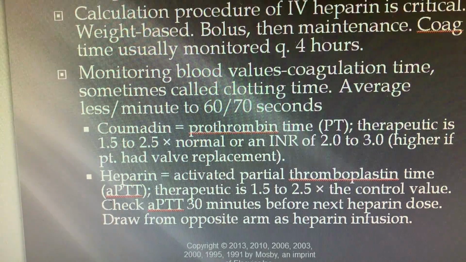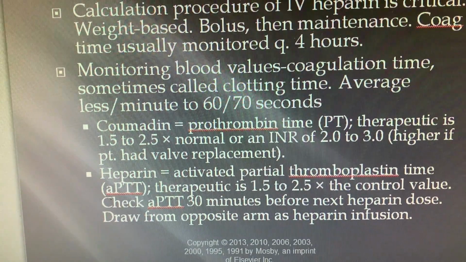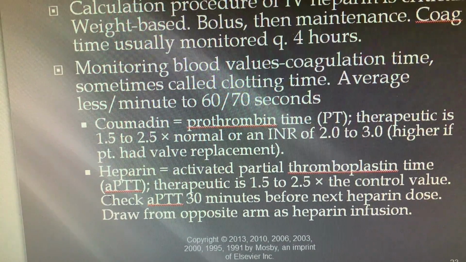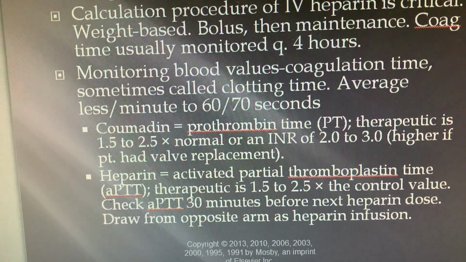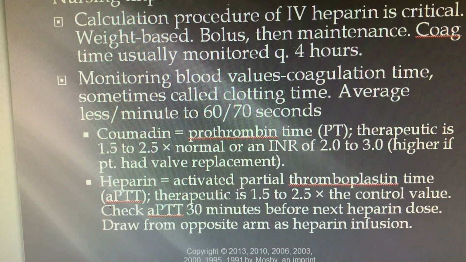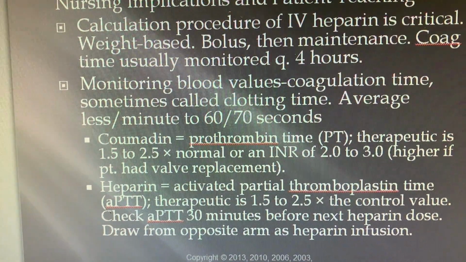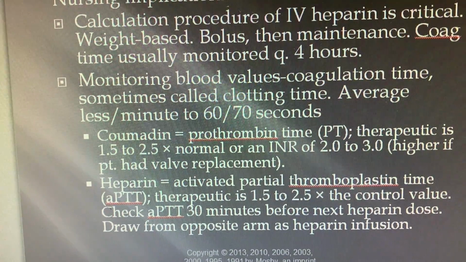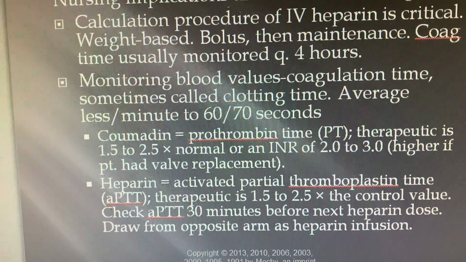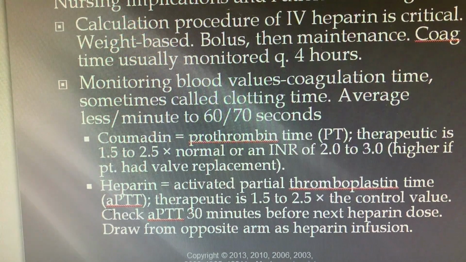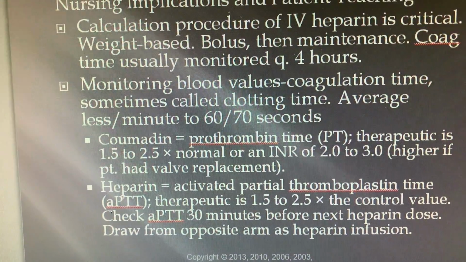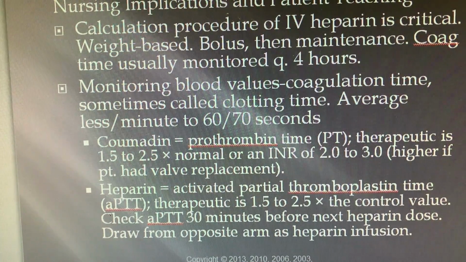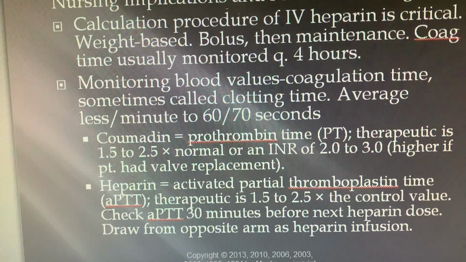In an unmedicated person, you've got about a minute for something to clot. If you're on medication, you expect that something is going to clot over a longer period of time. And luckily, that period of time is equal for both PT and activated PTT, in that you want the time it takes to clot to be about 1.5 to 2.5 times normal.